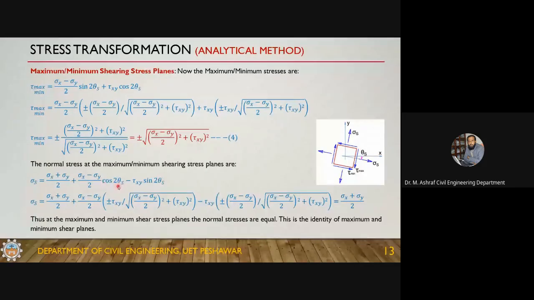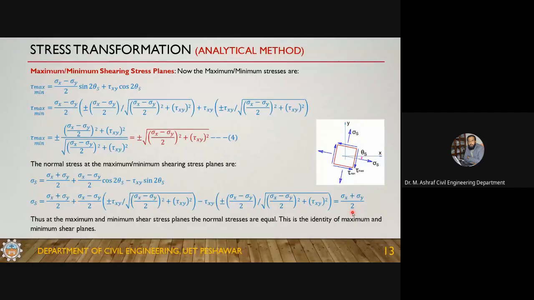Plug in θs, so cos 2θs, sin 2θs, plug in the values. So you will finally get a number (σx + σy)/2, not equal to 0, and the same number, not a plus-minus number. So it means that on the maximum and minimum shear plane, the normal stress is not 0, as against the principal plane. On the principal plane the shear was 0. But here, on the maximum and minimum shear stress plane, the normal component is not 0. Normal 0 nahi hai. The normal stress is having some value, and that value is (σx + σy)/2.